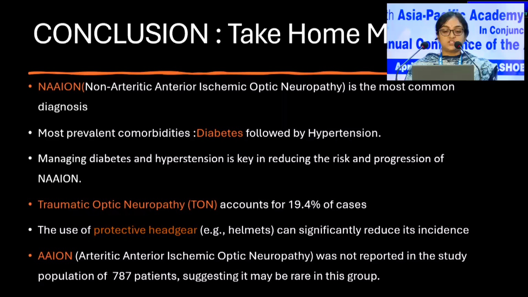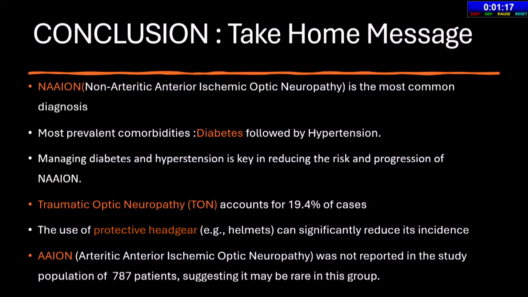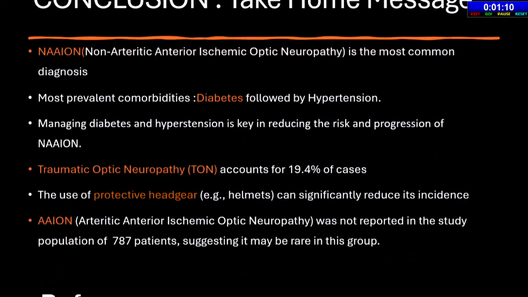The take-home message of my study is that NAION was the most common diagnosis, with the most prevalent comorbidity being diabetes followed by hypertension. Diabetes and hypertension management is key in reducing risk and progression of NAION. Coming to traumatic optic neuropathy, it accounts for 19.4% of cases. The use of protective headgear can significantly reduce its incidence, and AION was not reported in the study population of 787 patients, suggesting it may be rare in this group.